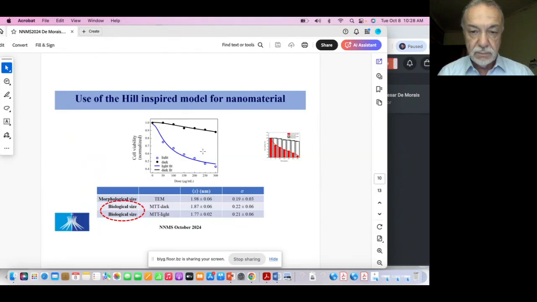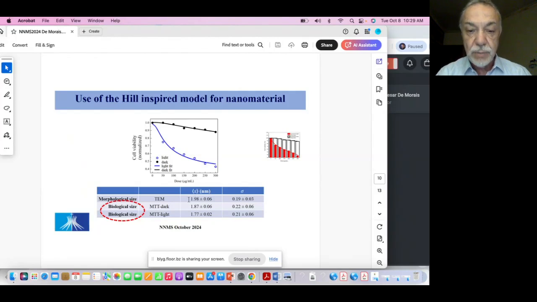Okay, you can see the black solid line is the best fitting, and blue solid line is the best fitting. But you may say, okay, fitting using the extended Hill model and the Hill model, it looks about the same. Well, the point is what you can extract from this fitting. So we can extract the mean size and the size dispersity. And we can compare these with the data extracted from the TEM. So TEM is evaluation of the physical size.